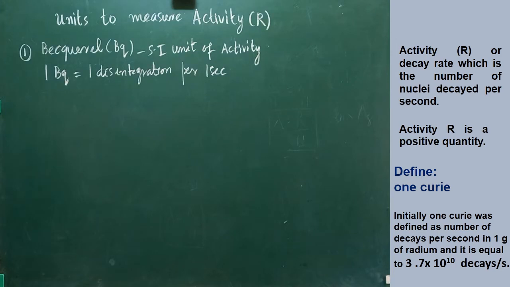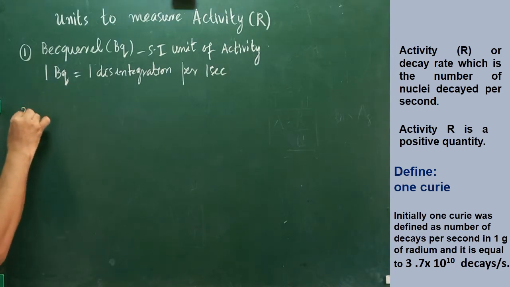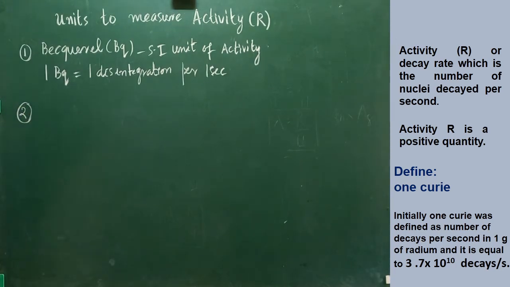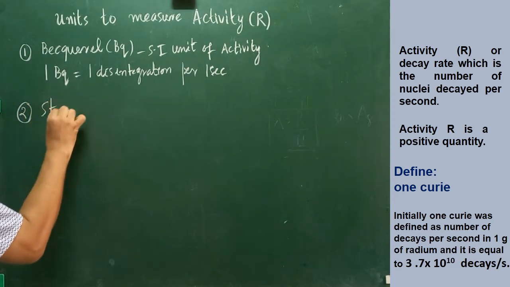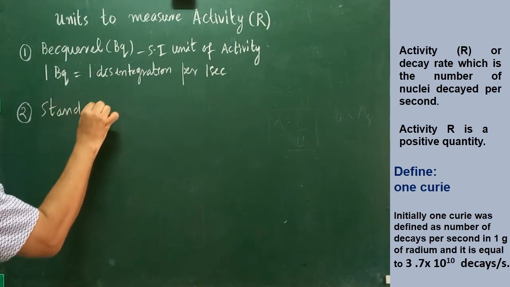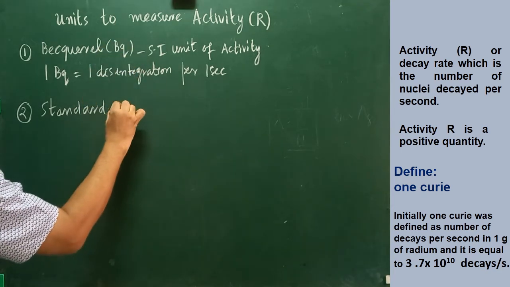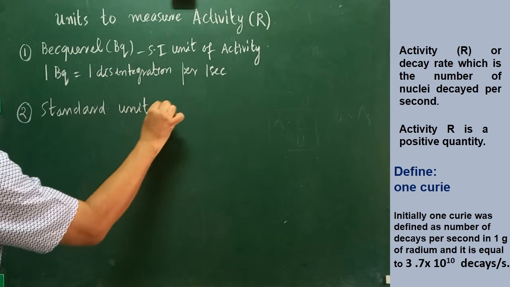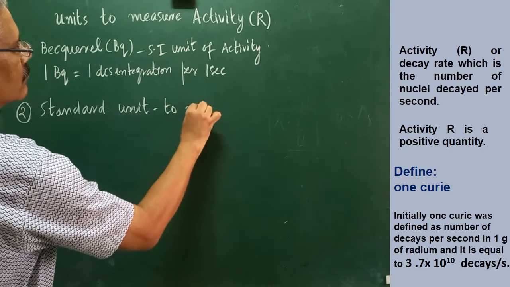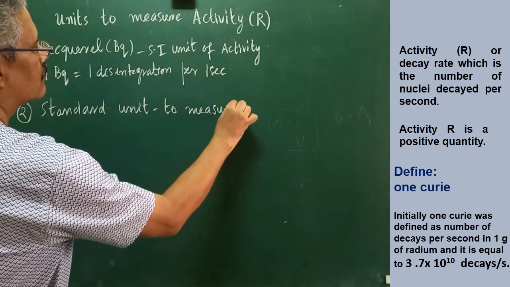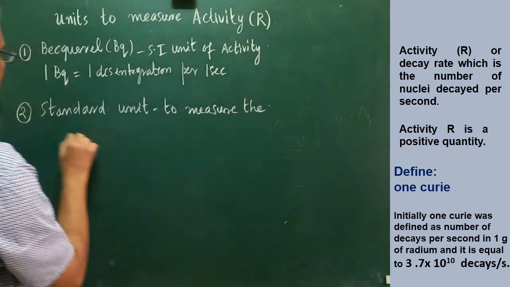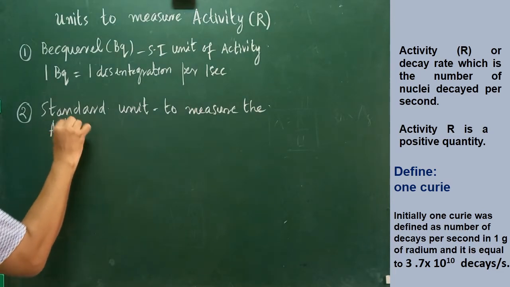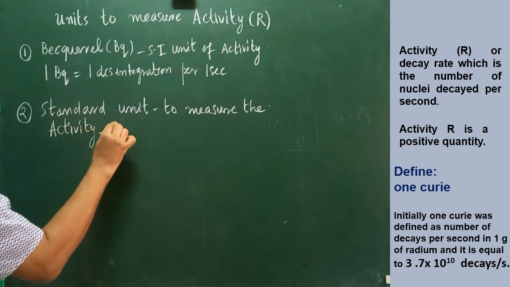And one more unit is also there. That is called Curie. The second unit which is given in the textbook is Curie. The standard unit of the activity is called Curie. Standard unit. There is a difference between these two. The standard unit to measure the activity is Curie.